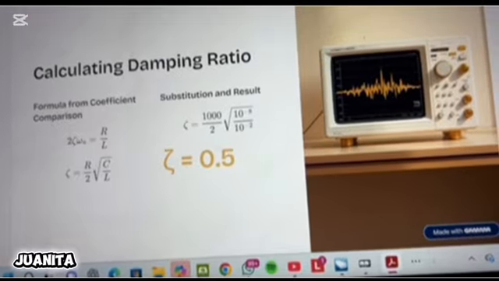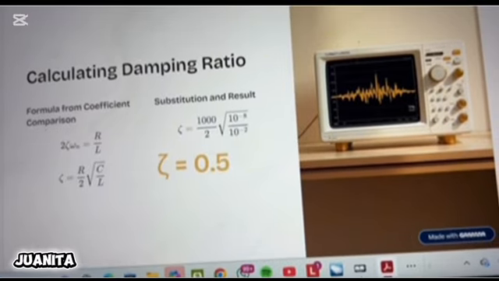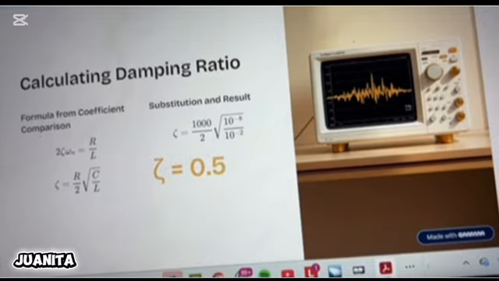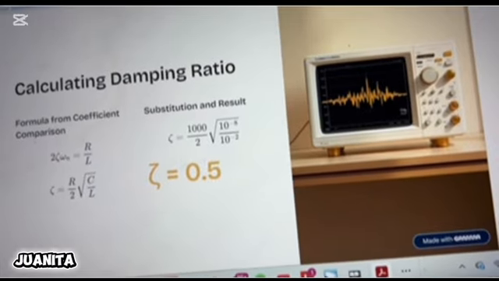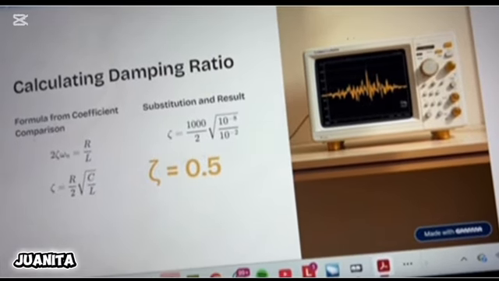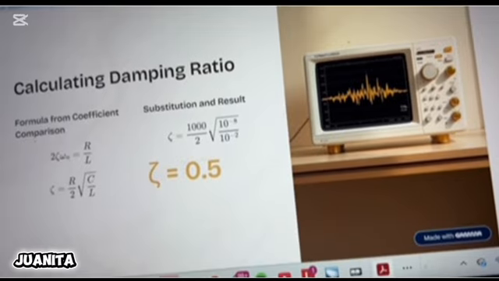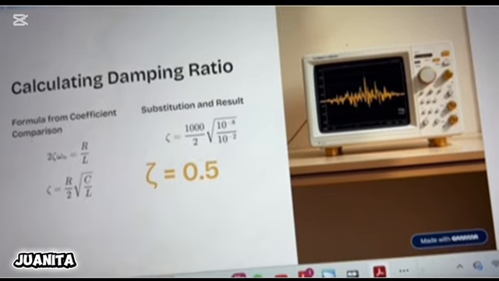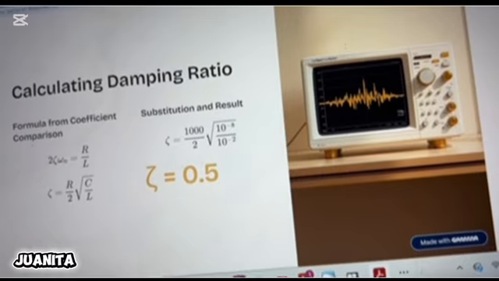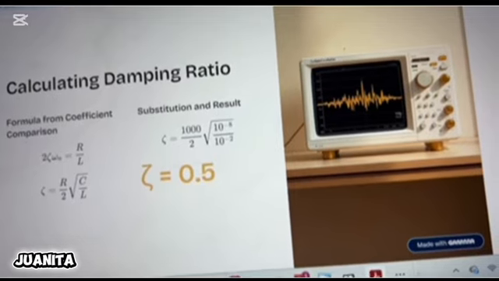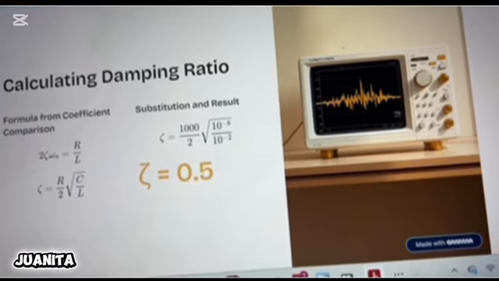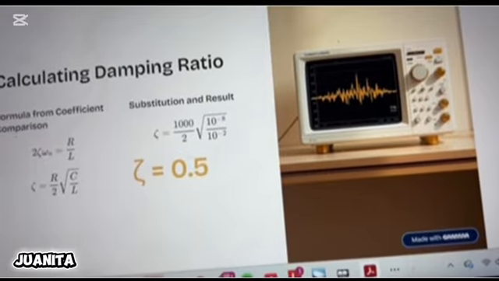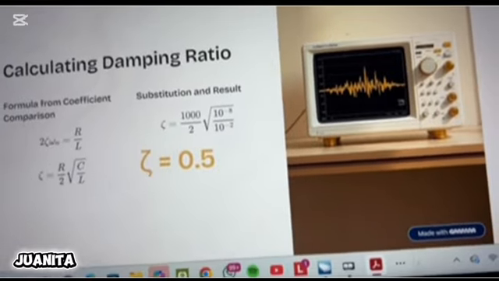This value gives us important insight into the circuit's dynamic behavior. A damping ratio of 0.5 indicates the system is underdamped. In this condition, the circuit will oscillate, but the oscillations will gradually decrease in amplitude with time. In many engineering applications, this type of response is useful because it allows the system to respond quickly while still remaining stable. Therefore, by calculating these two parameters, the natural frequency and the damping ratio, we can already predict how the RLC circuit will behave even before observing its actual response.